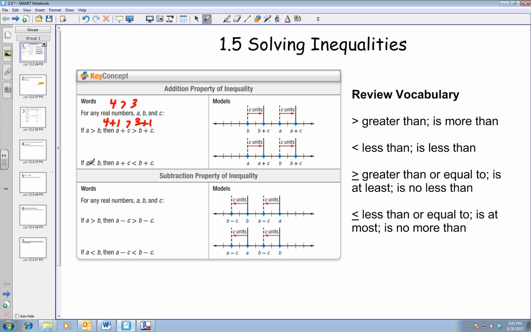And same thing with this. If a is less than b, then when I add that same number to both sides, this answer is still going to be less than this answer.